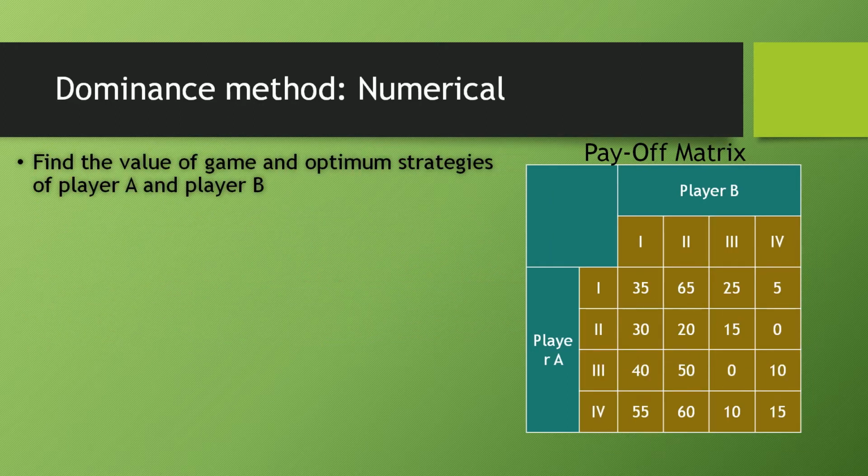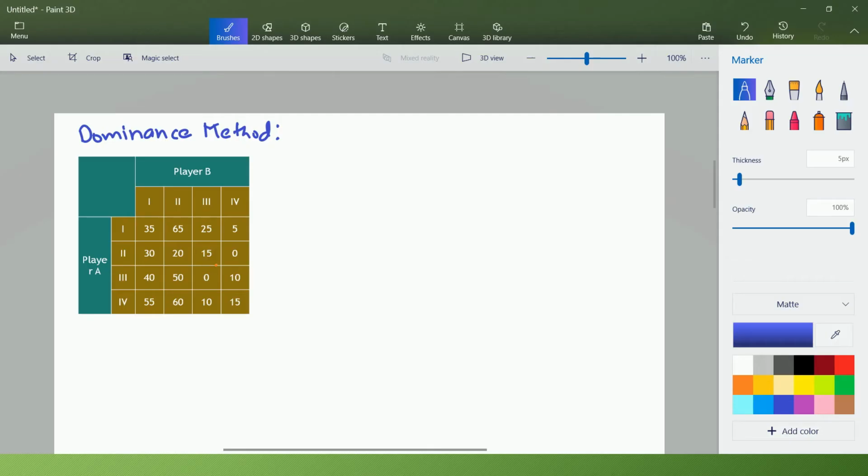So this is the question. Find the value of game and optimum strategies for player A and B as per the payoff matrix given in the table. Player A has 4 strategies, first, second, third and fourth. And player B also has 4 strategies, first, second, third and fourth. So I have copied the payoff matrix here.